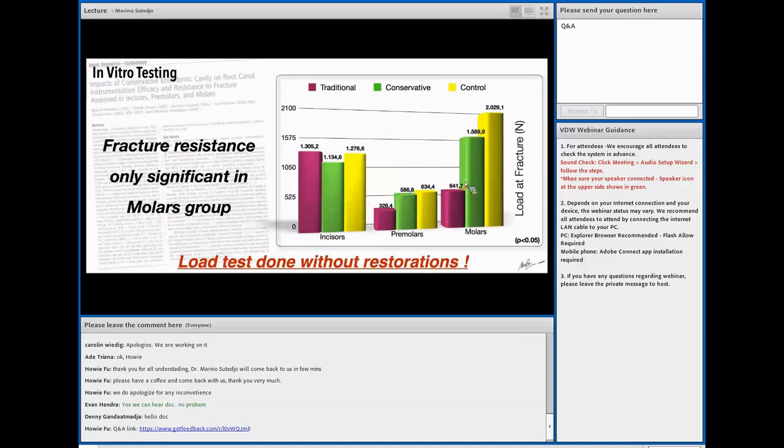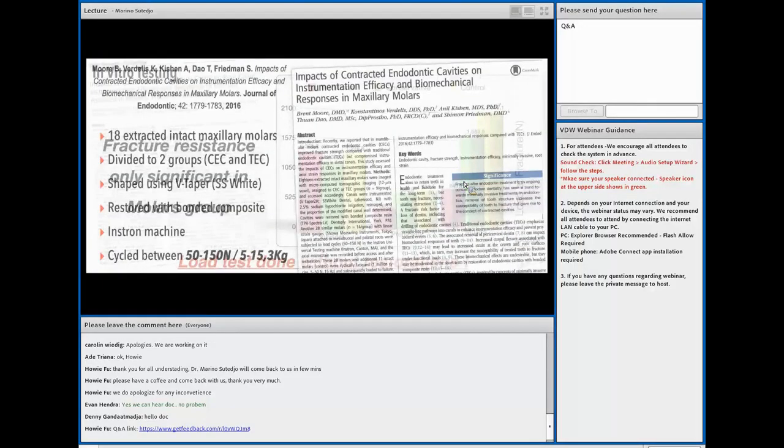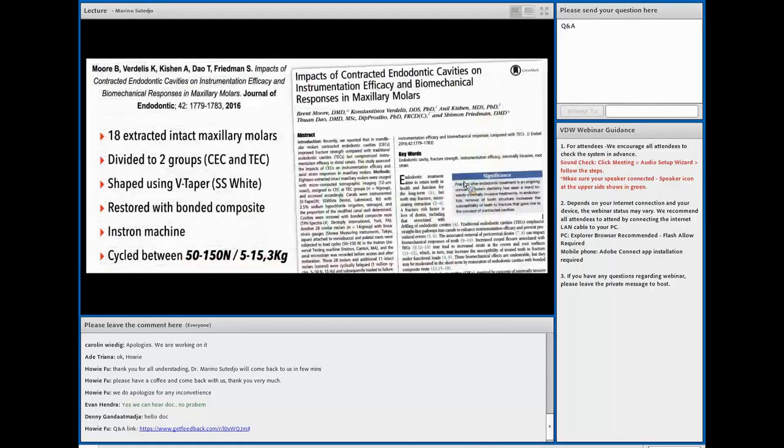But let's not forget, if you can see here, the conservative in molars, it means that the traditional has a fracture of 641.7 Newton. That's a pretty high number. And if we are replicating our occlusal forces, our chewing activity, usually we don't chew that hard, because usually it happens in cycles.